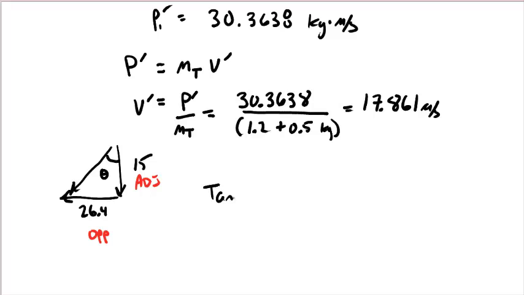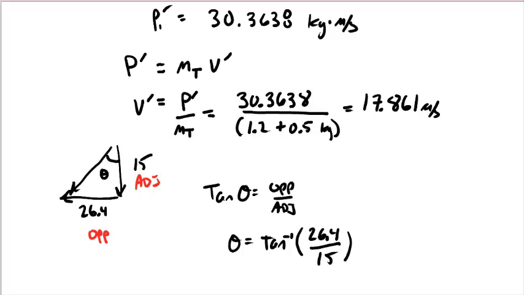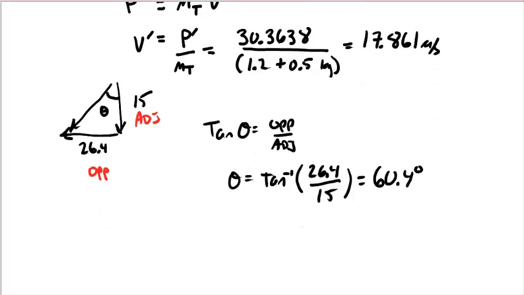So tan theta will be opposite over adjacent. Angle will be inverse tangent of 26.4 divided by 15, which is 60.4 degrees. So if I write out my final answer, the resultant velocity will be 17.9 meters per second and 60.4 degrees west of south.